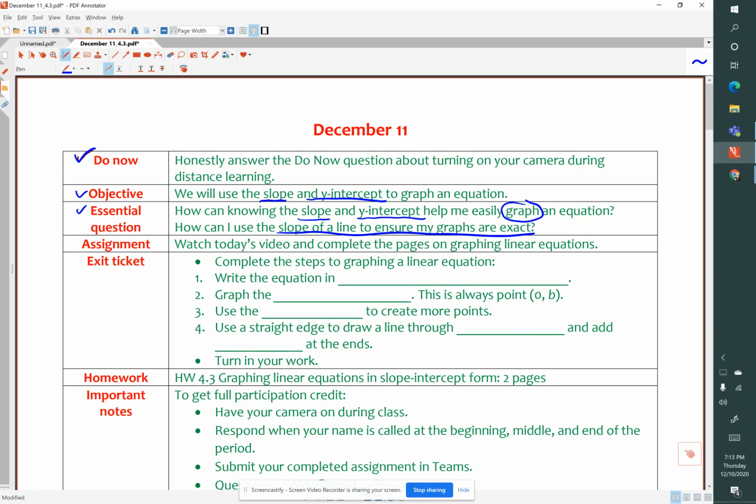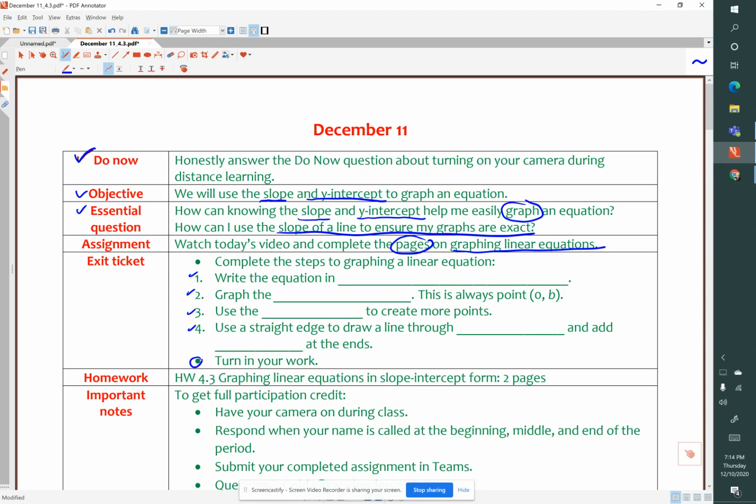After we watch the video, we have 2 pages today on graphing linear equations using slope-intercept form, but in about half of those cases, we'll have to convert from standard form in order to do the graphing. We're going to look at these 4 steps for graphing an equation.